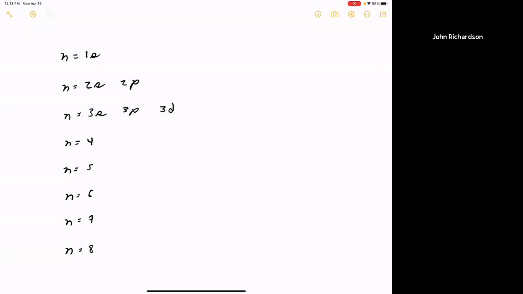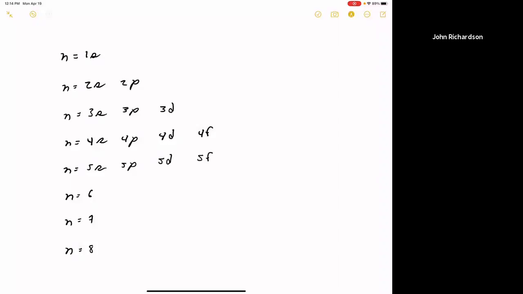Now, if I go out here to n equals 4, I have a 4s, a set of 4p's, a set of 4d's, and then I pick up a set of 4f's, remember, because I'm going to a new principal energy level here. So now if I go to n equals 5, I have a 5s, a set of 5p's, a set of 5d's. I've got a set of 5f's as well.